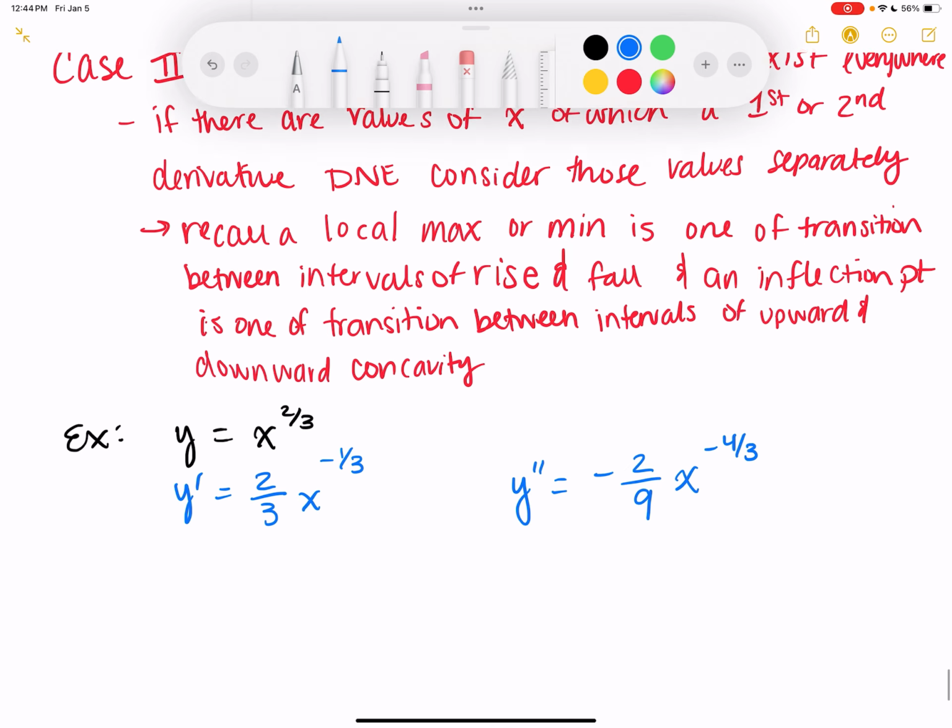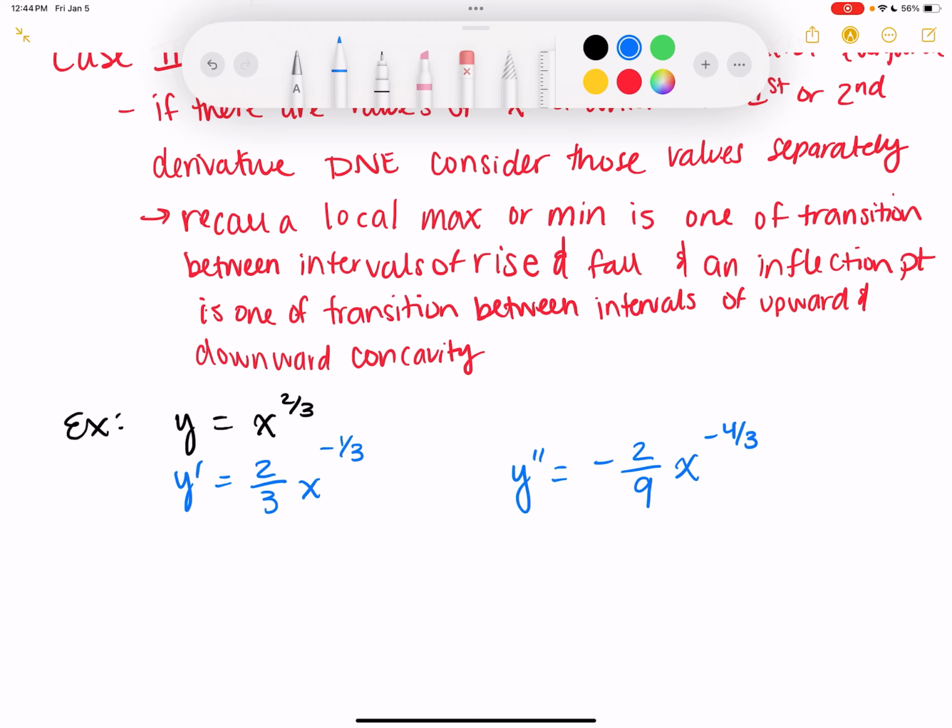Just for visualization's sake, I'm going to move the negative exponents to the bottom. So this one would be 2 over 3x to the 1/3, and this one would be negative 2 over 9x to the 4/3. All right, so then we want to see where this derivative is 0.